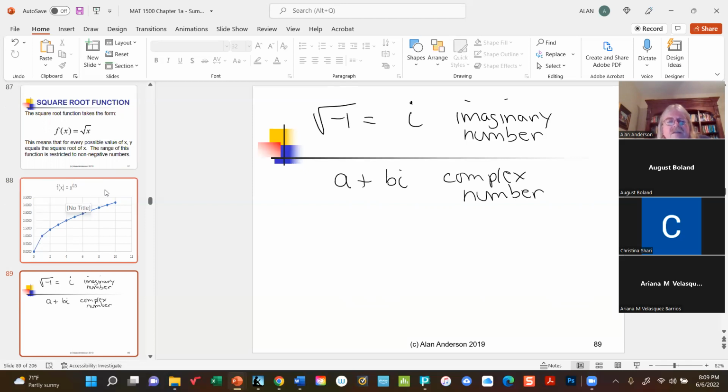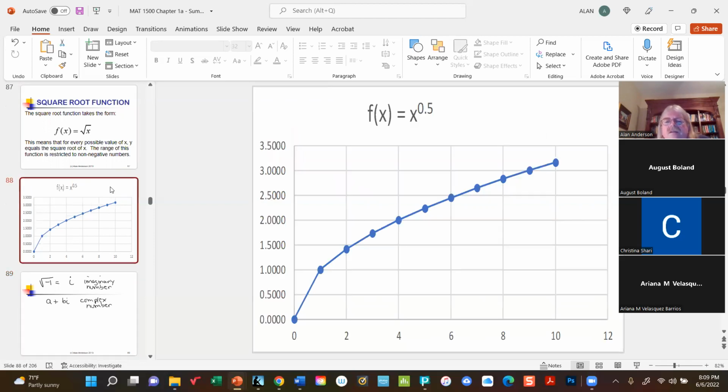So when we graph this thing, you can see it increases, but it's sort of flattening out as we shift to the right. It's increasing at a decreasing rate is what's happening here. This could be written in a few different ways. These all mean the same thing. So this is what it looks like. And you can see it's restricted to the first quadrant, and it cannot ever be negative.